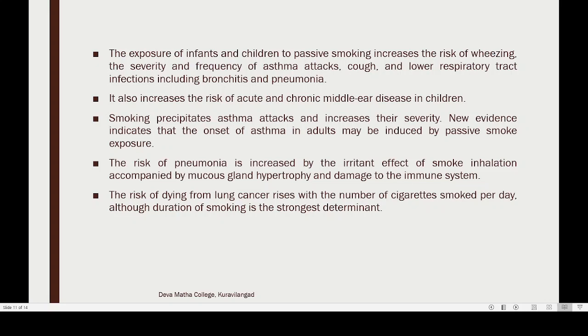See, wheezing, this is what we call wheezing, a high-pitched, coarse whistling sound. That is a very difficult type of breathing, and that is known by the name wheezing. And this is how people experiencing wheezing usually present. So that is regarding the exposure on children. Then it can also cause asthma attack, then cough, as well as lower respiratory tract infection like bronchitis and pneumonia.